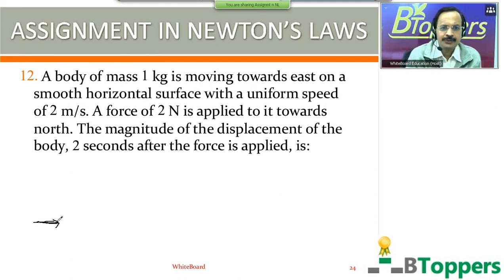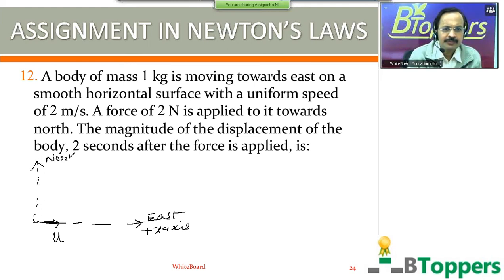So we choose the direction of the initial velocity, towards east, as positive direction of x-axis. The horizontal direction towards north, I take it as positive direction of y-axis. That means the problem is given with two-dimensional motion with a constant acceleration. So the body simultaneously will have displacements parallel to x and y axis.